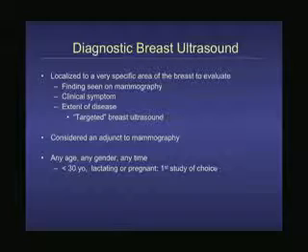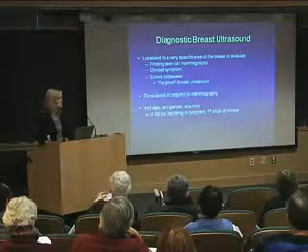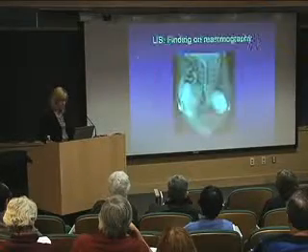In fact, if a woman is under the age of 30, we'll often start with the ultrasound, because it's more likely she's going to have benign disease. It's more likely she's going to have a dense breast, and it's going to be harder for me to see something, and I don't want to expose her to radiation. So under the age of 30, if a woman comes in with a lump, I'm going to start with the ultrasound. Or if she's lactating or pregnant, for kind of the same reasons.